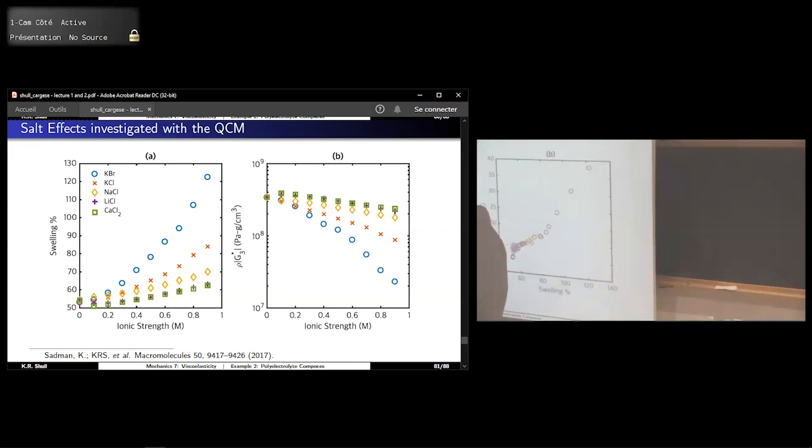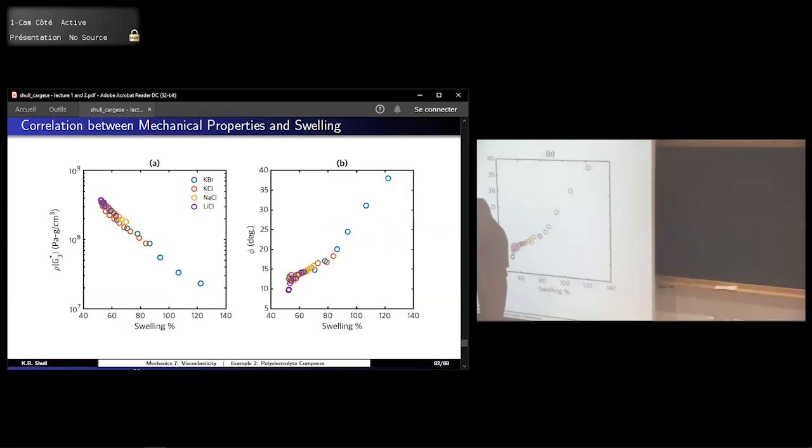And then the fact that these are all the same means that it's really the swelling which determines the properties. So in a sense, the ion determines the swelling, but the swelling, which is mostly the water, then determines what the mechanical properties are.